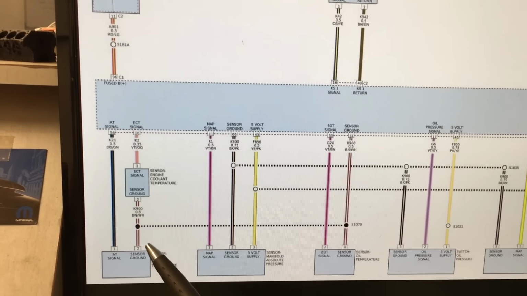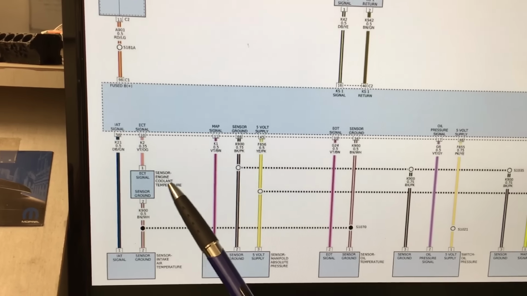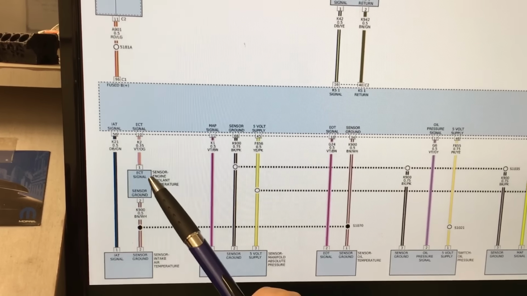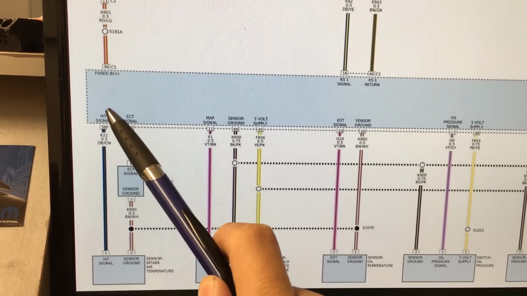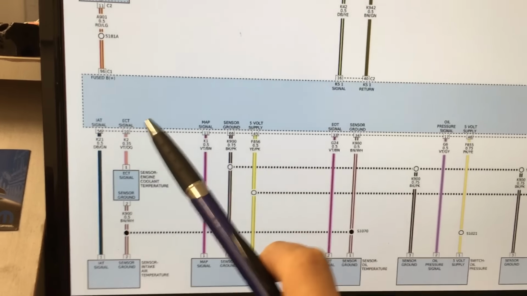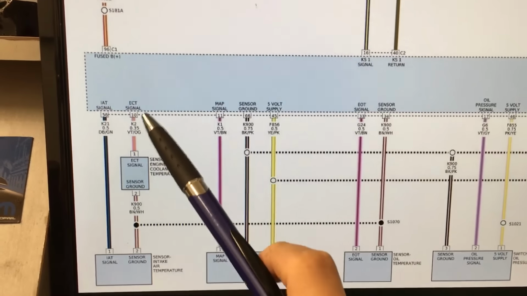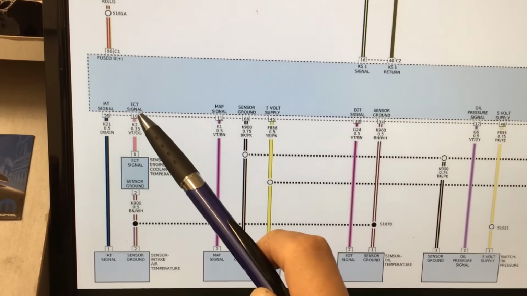Now, if you look at this diagram, it may look a little bit confusing. Over here, we have the engine coolant temperature sensor. Just looking at it without thinking too much, you would almost think that the power would come through here and then come out through here, and then this is the ground, but that's not the way this works. If you look closely, this is the ECT signal. This is not the ground for the intake air temperature sensor.